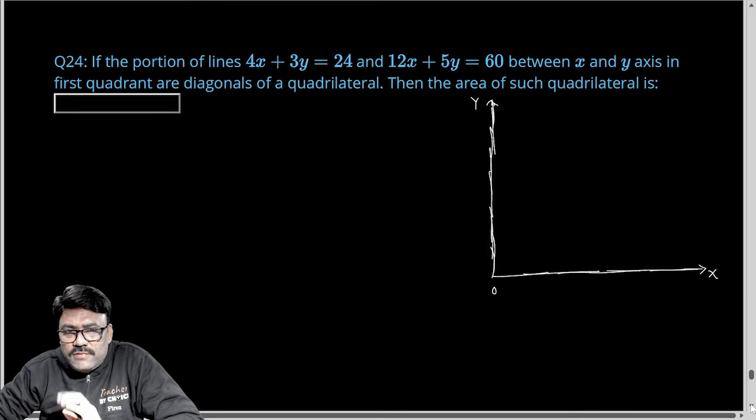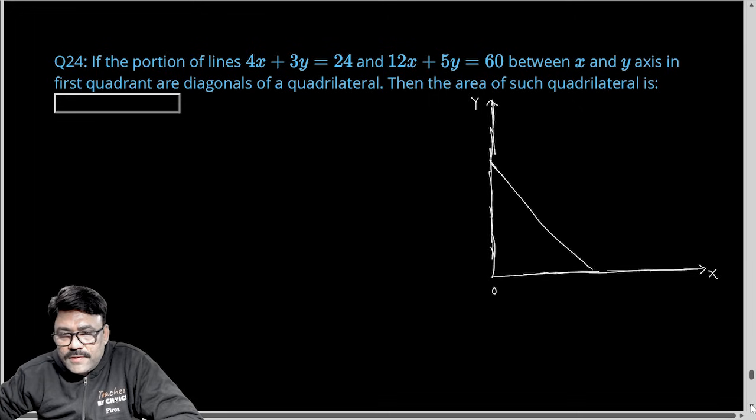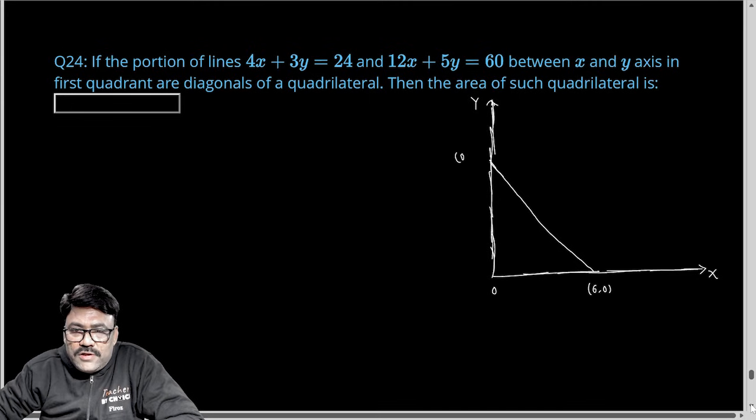See this first line, 4x plus 3y is equal to 24. It meets the x-axis at 6 and the y-axis at 8. So the first line meets the x-axis at 6, y-axis at 8. Let's say this is the first line.